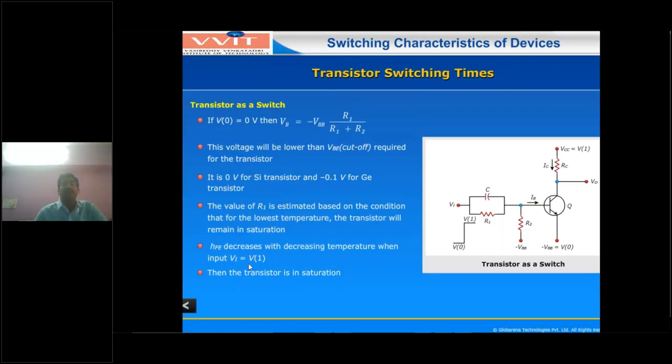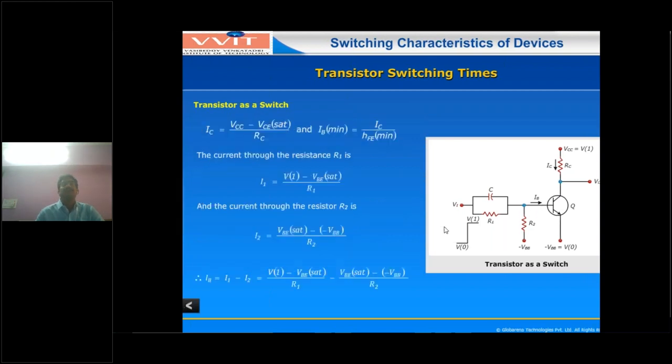Similarly, whenever input Vi equals V1, the transistor goes to saturation condition. Sufficient base current is available, sufficient base voltage is provided here, so the transistor goes to saturation. Within this condition, what is the IC value? IC is this current: IC equals VCC minus VCE sat by RC. And IB minimum equals IC by hFE. We know the relation between beta or hFE equals output current IC by input current IB. So IB minimum equals IC by hFE minimum.